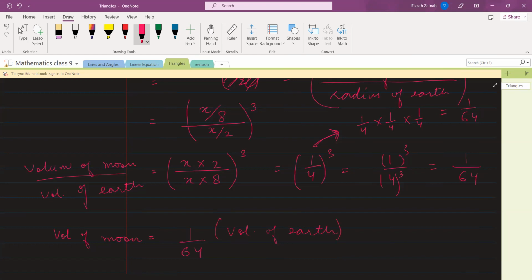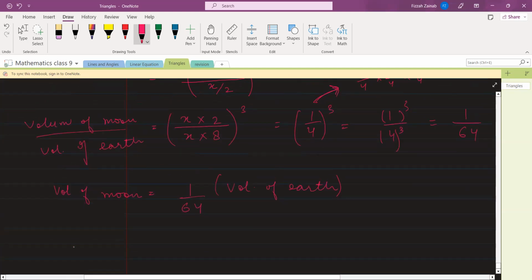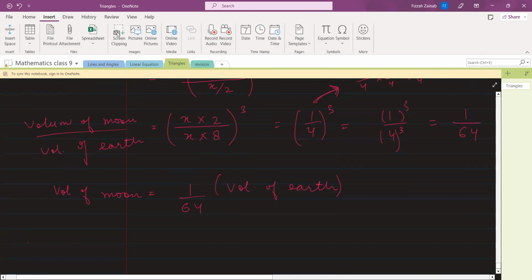So now how can you read this? That means volume of moon is 1 upon 64th of the volume of earth. Understood? Or the reverse way, you can say that the volume of earth is 64 times the volume of moon. Like if you bring this 64 here, cross multiply, it will be 64 into volume of moon, right? So both ways you can read it. I hope you have understood the question. This question often comes in exam, so please do it.